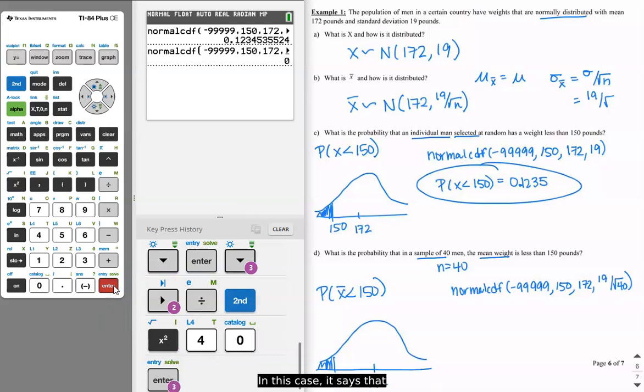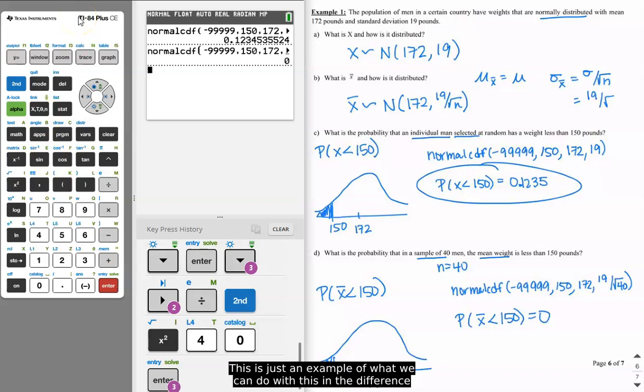And so in this case, the probability that the sample mean, the mean weight, is less than 150 would roughly be 0. This would be very much impossible to happen. So this is just an example of what we can do with this, sort of the difference between just a normal population and using that central limit theorem with this mean weight.